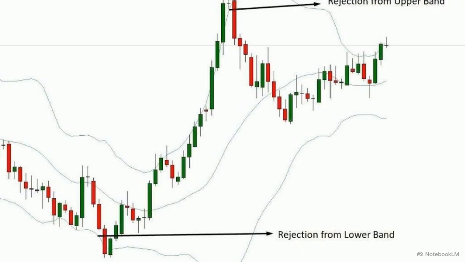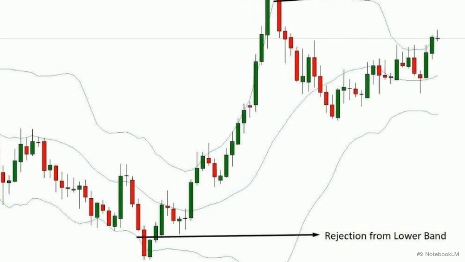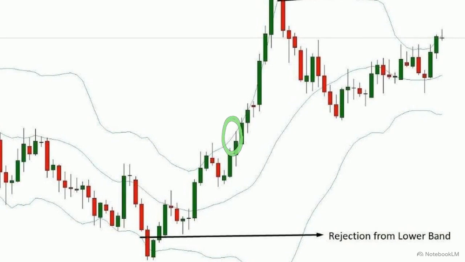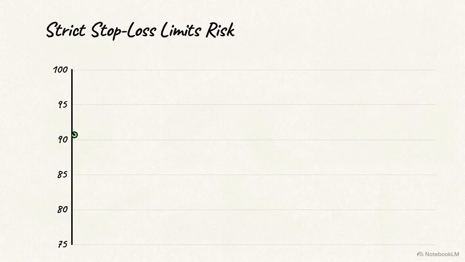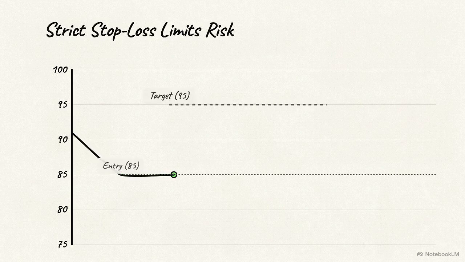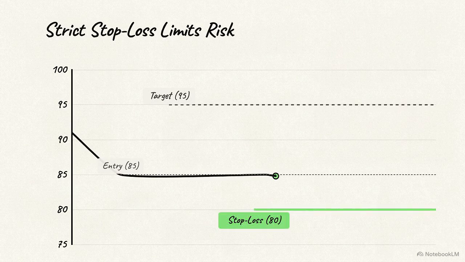This chart shows the exact entry moment. Look at the lower black arrow. That long green wick bouncing off the lower band confirms the reversal. Once entered, your profit target is exactly where price meets the middle moving average again. You must also place a strict stop loss. If you buy a stock at 85, targeting a reversion to 95, you place your stop loss at 80. If the setup fails, you take a small, defined loss and move on.